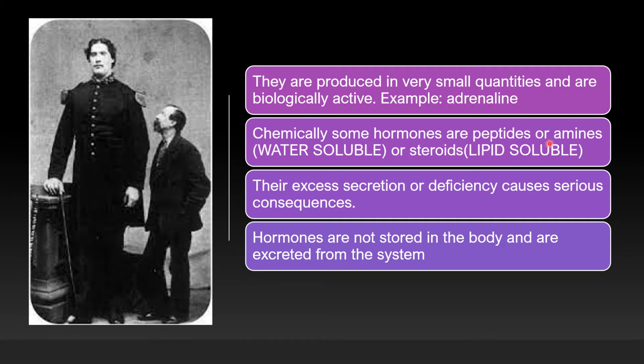Chemically, some hormones are peptides, for example insulin, or others are amines, for example adrenaline. Adrenaline is an amine. These peptides and amines are water soluble. Some are steroids, for example testosterone. These steroids are lipid soluble. The next point, their excess secretion or deficiency causes serious consequences. Here you can see gigantism is due to the excess secretion of a hormone. The next point, hormones are not stored in the body and are excreted from the system.